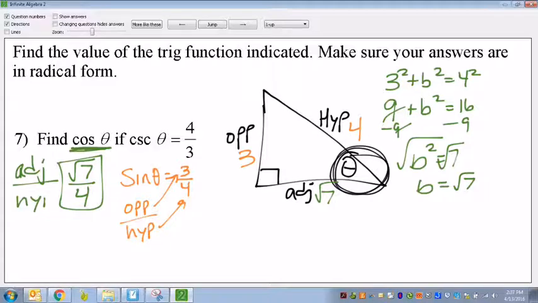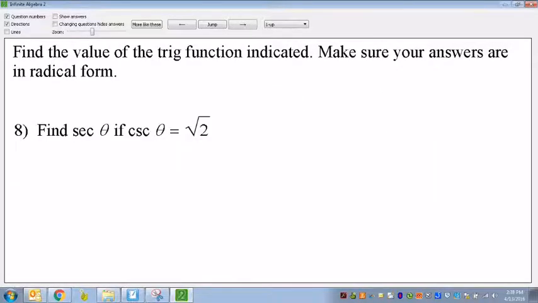All right, so that's that. Whew! If you need to push the pause, do it. Take a look. Collect your thoughts and your emotions, because I know that was very rough. And let's do one more. Here we go. All right, so we want to find secant theta if cosecant is radical 2.